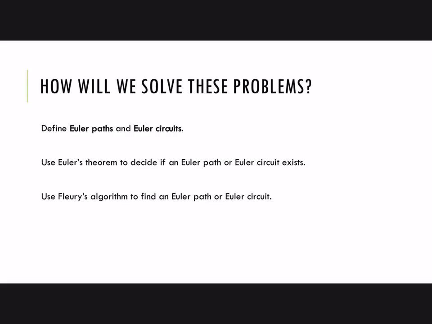So how will we solve this problem? We can use Euler paths and Euler circuits to answer this, so we need to know what those are, and then we'll use Euler's theorem to decide if this type of route is possible, and then Fleury's algorithm to find this type of route.